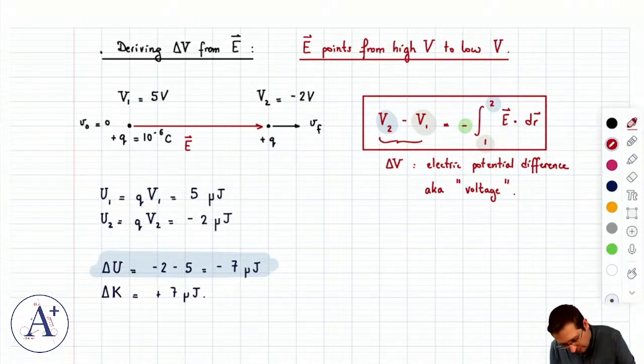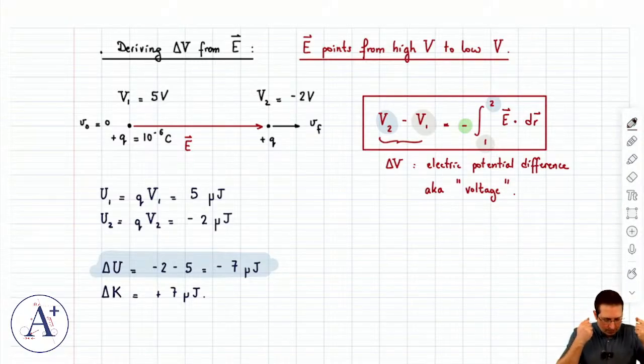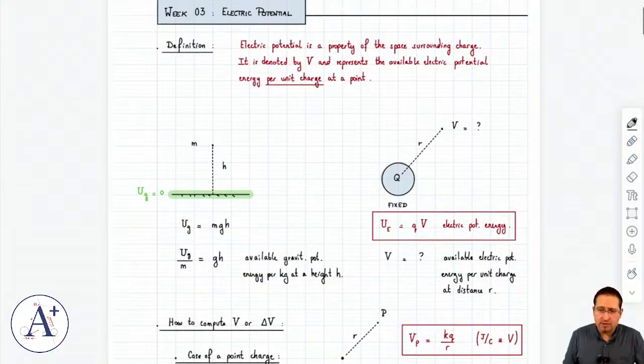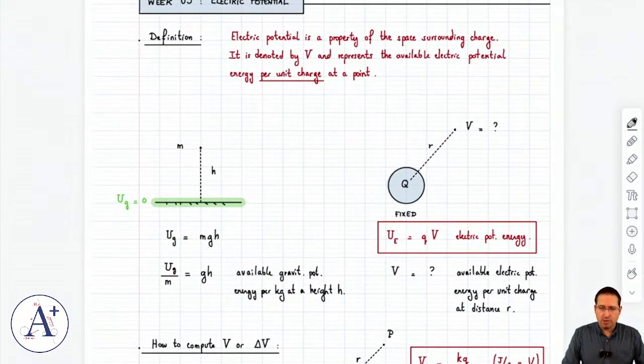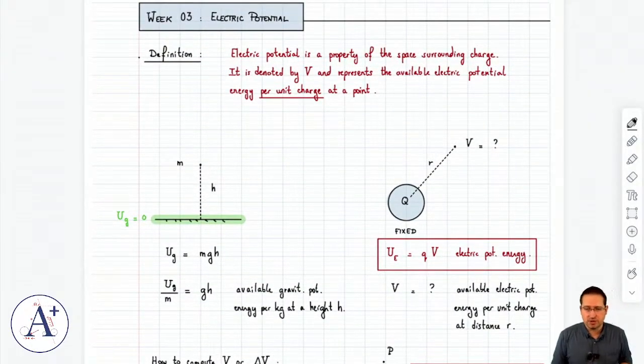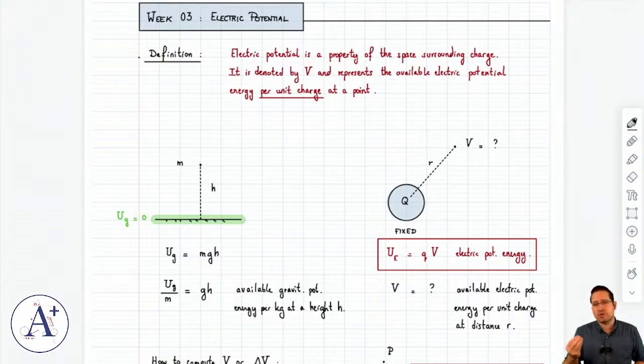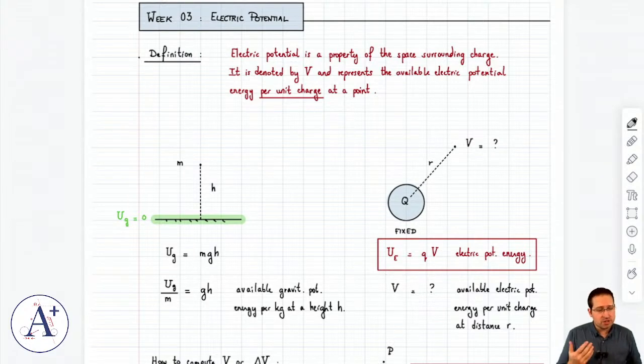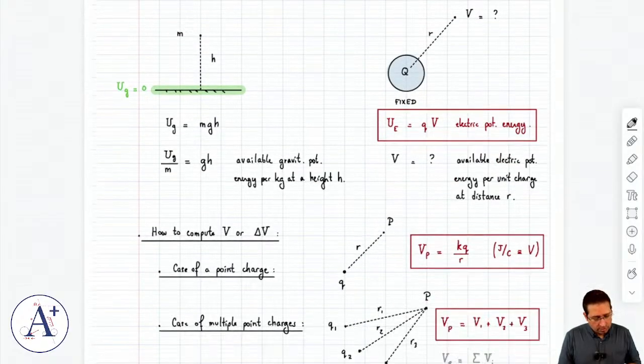All right. So let's just take a step back, and let's think about what we covered. We tried to introduce this idea that in the space surrounding charge, there is a property called potential, or electric potential. It is the available electric potential energy per unit charge at a point. And should I be able to find V, then I am able to find the electric potential energy, which is nice because I need that for conservation of mechanical energy. The question then is, how do I find V? Well, there's a few options.